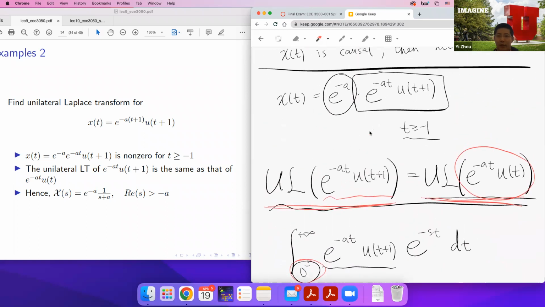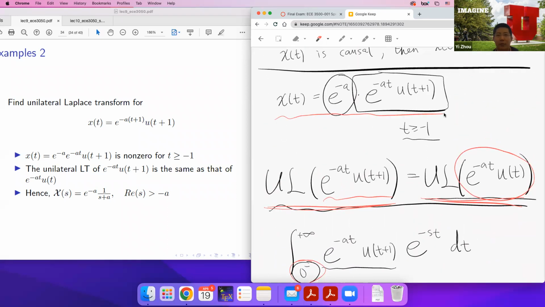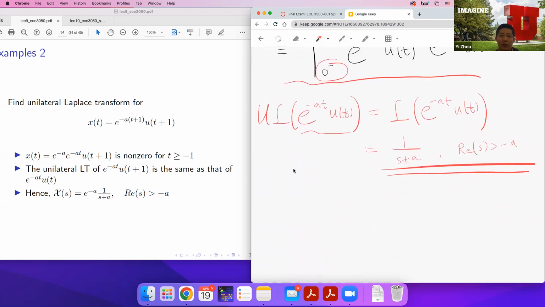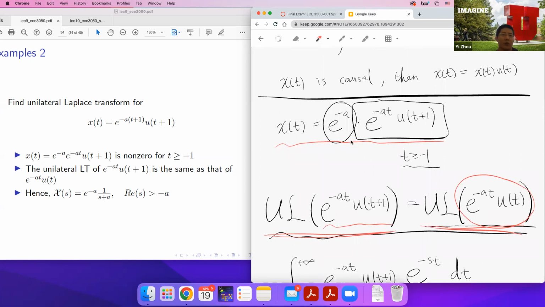And then the original signal is basically a scaled version of this signal, right? It's a constant, e to the power of negative a, multiplied by this signal. So by taking the unilateral transform, we will see the unilateral transform is also linear. So in the end, we conclude that the unilateral transform of x(t) is just this one multiplied by this constant coefficient.